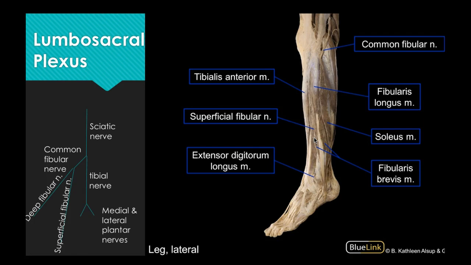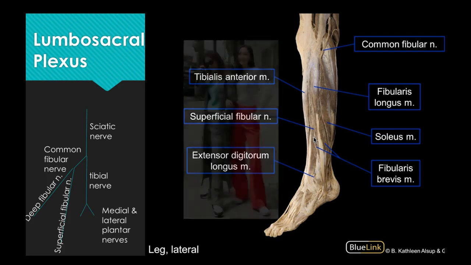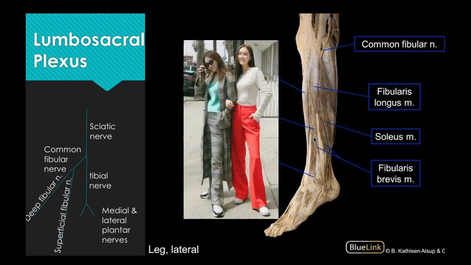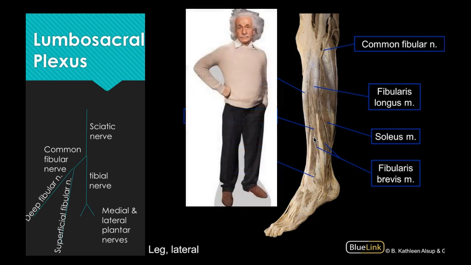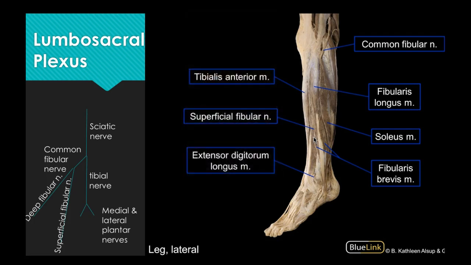Now, you may have already guessed this, but the deep fibular nerve will supply the anterior compartment of the leg, and the superficial fibular nerve will supply the lateral compartment of the leg. And the way I always remember this is by thinking of how superficial people stand. And that's usually with their leg laterally. So this helps me remember superficial fibular nerve supplies lateral leg. People who are deep thinkers stand with their feet together, pointed anteriorly. And so I think deep fibular nerve supplies the anterior compartment of the leg.